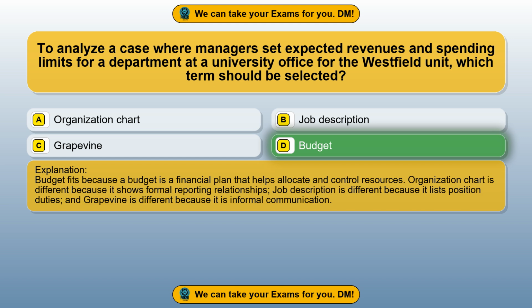Budget fits because a budget is a financial plan that helps allocate and control resources. Organization chart is different because it shows formal reporting relationships, job description is different because it lists position duties, and grapevine is different because it is informal communication.